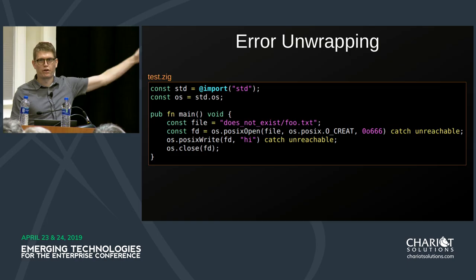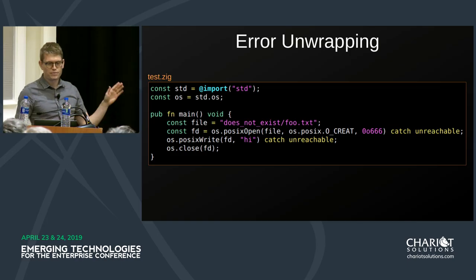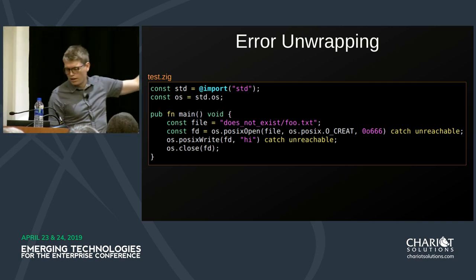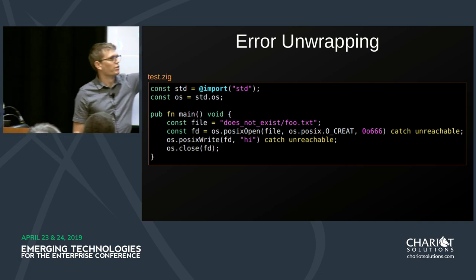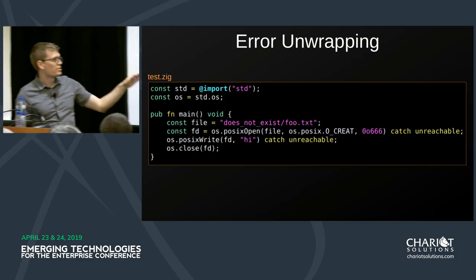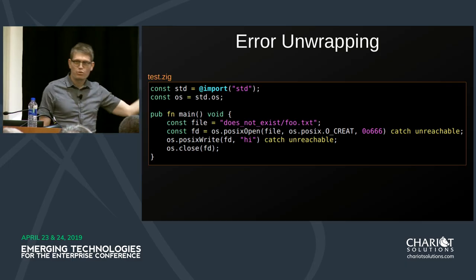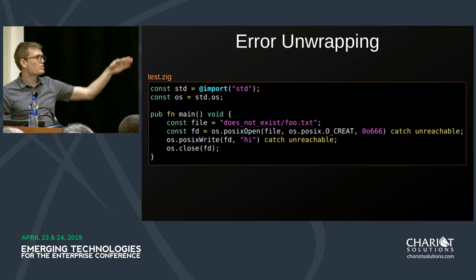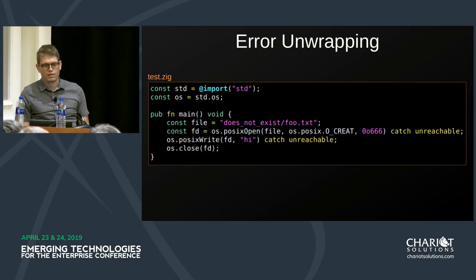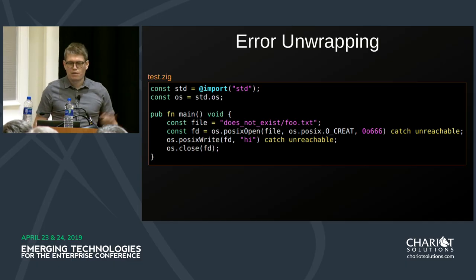I took the example from before. We're going to try and open a file where the directory doesn't exist. Now I took off the tries, I took off the exclamation point, and I put in catch unreachable. That's how we're going to handle these errors in this example. The syntax is a little awkward intentionally, because this is an inadvisable way to handle this situation. This is what you do when you can guarantee that the error will not happen, which is just not a thing for the open syscall. But let's see what happens, though.